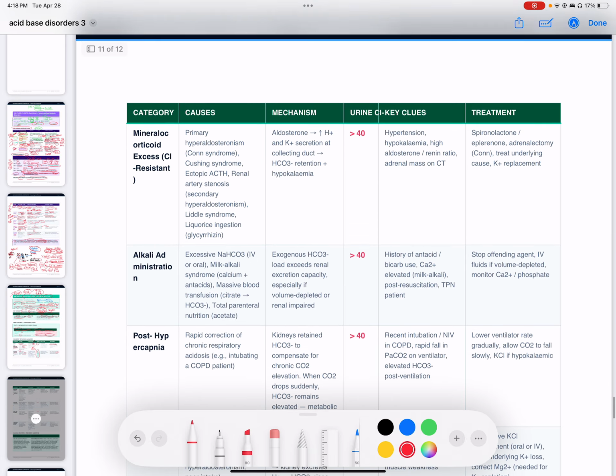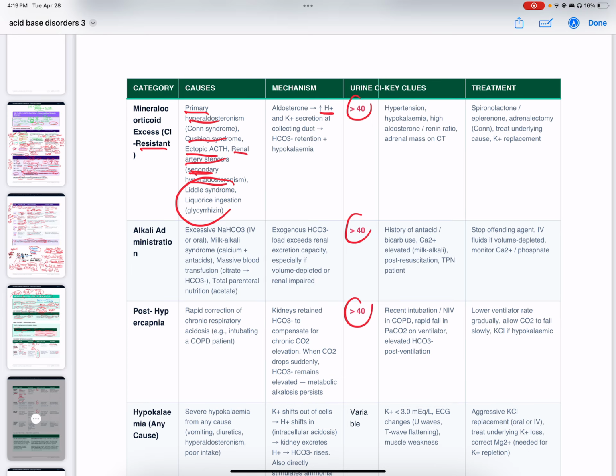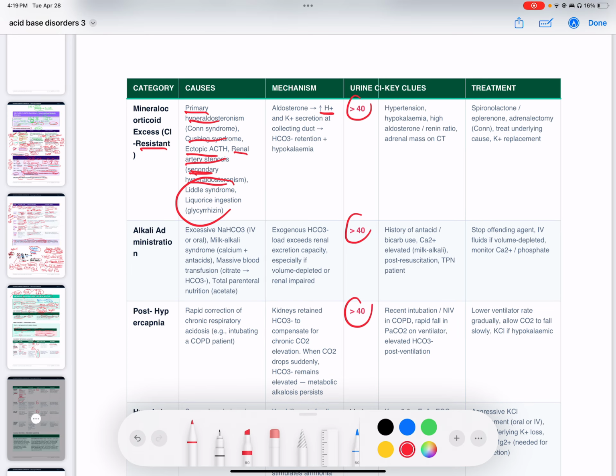On the other side, the chloride resistant. With chloride resistant, usually the urine chloride will be high. That means you are losing chloride because it's a compensation for the increase in the HCO3. And this can sometimes be mineralocorticoid excess, like primary hyperaldo, or high ACTH, or Cushing syndrome, or renal artery stenosis that can cause secondary hyperaldo, or sometimes kidney problems. So the aldosterone here will cause hydrogen ion loss and also potassium secretion.